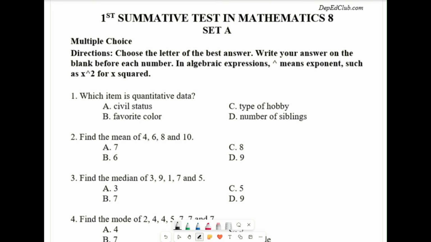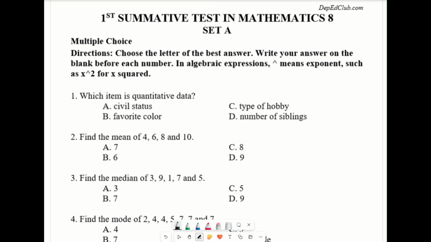Okay, hi everyone. So for now, let's have naman po review for the first summative test in math for level 8 naman po. Last time we had level 7. So again, our source here is from depedclub.com. So let's try to answer po. So let's have na yung direction.